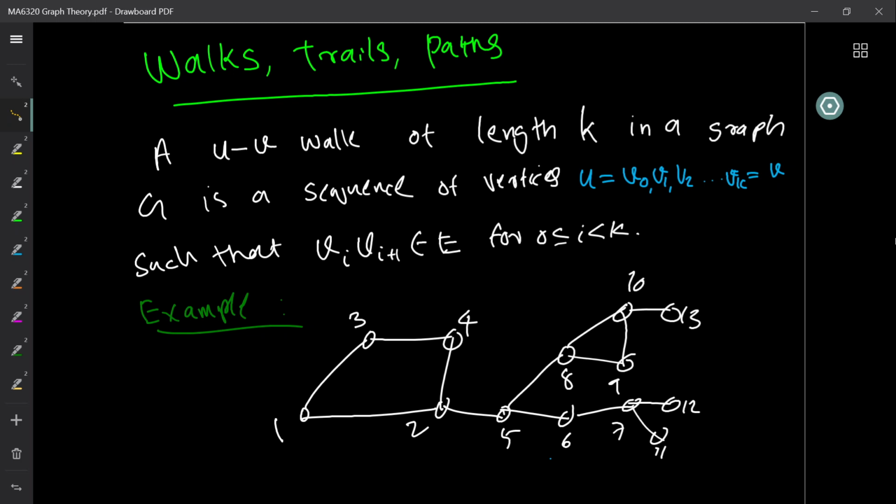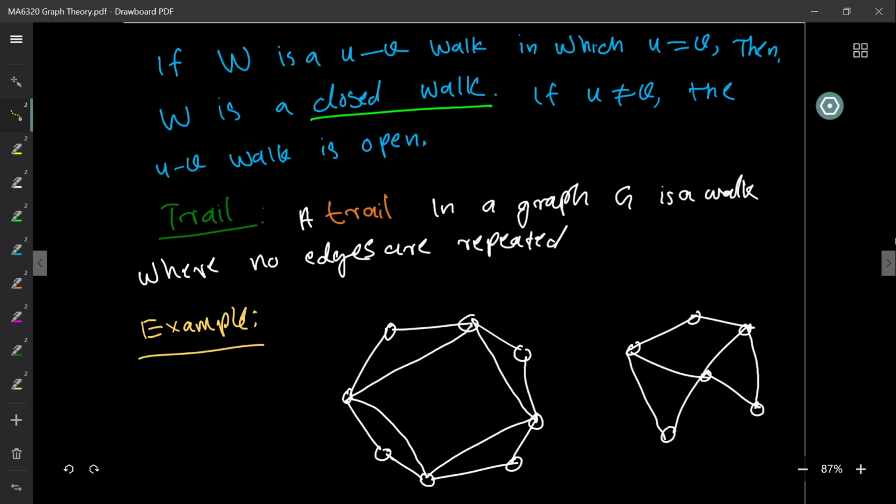Now if you have any walk like this, as I told you, you may be allowed to repeat vertices. You can also repeat the starting vertex. So u can be equal to v. This is also allowed. So if u is equal to v, then we call the walk a closed walk. Otherwise, it is an open walk. So if W is a uv walk in which u is equal to v, then W is said to be a closed walk. And if not, then we say the walk is open.